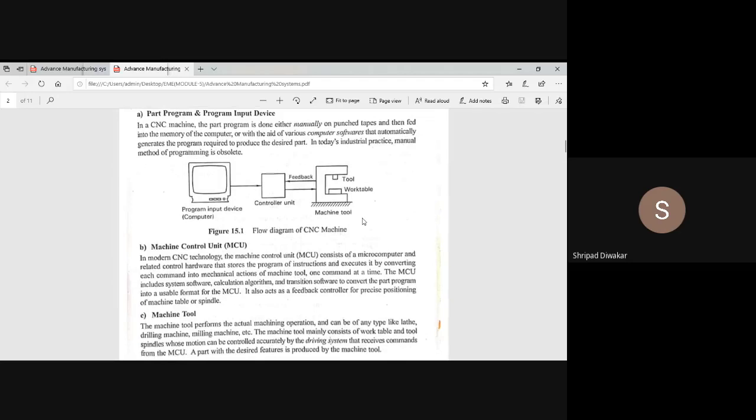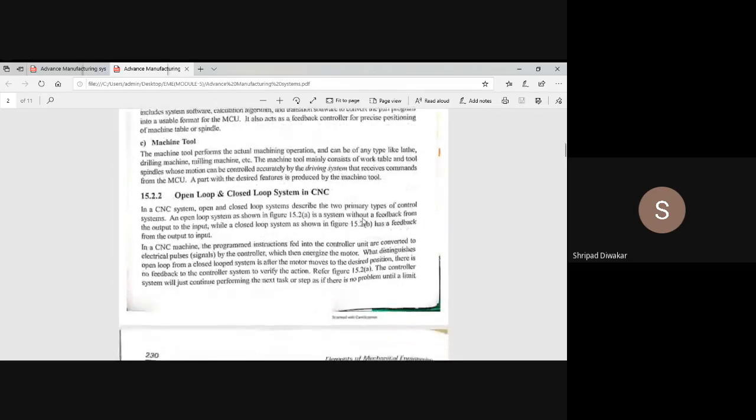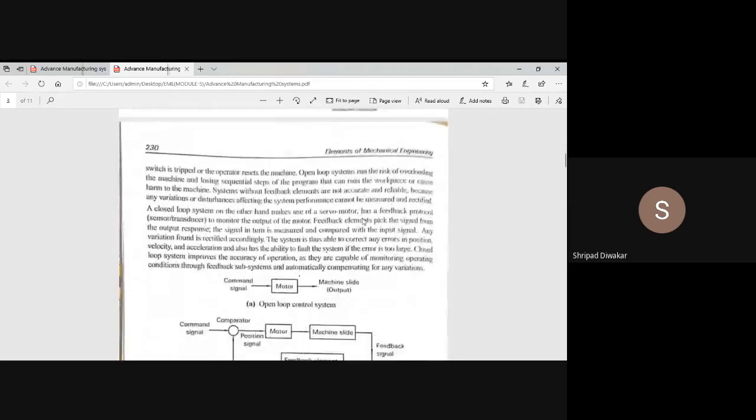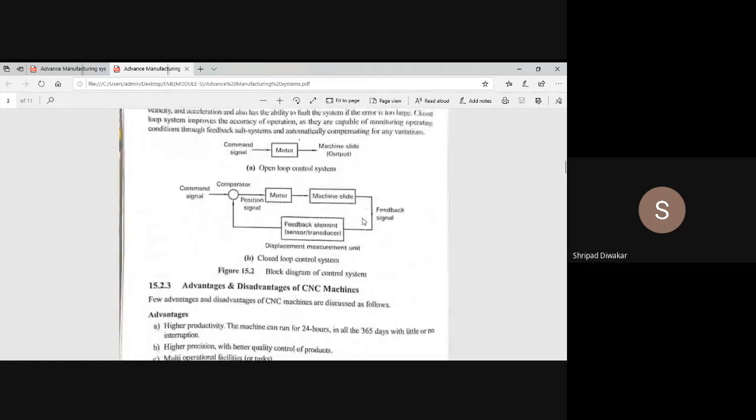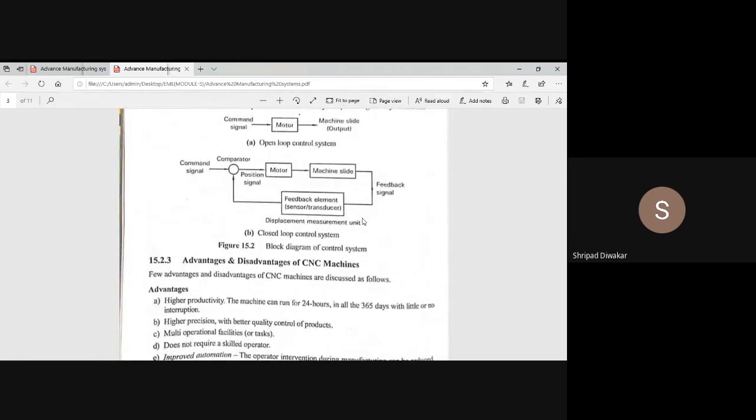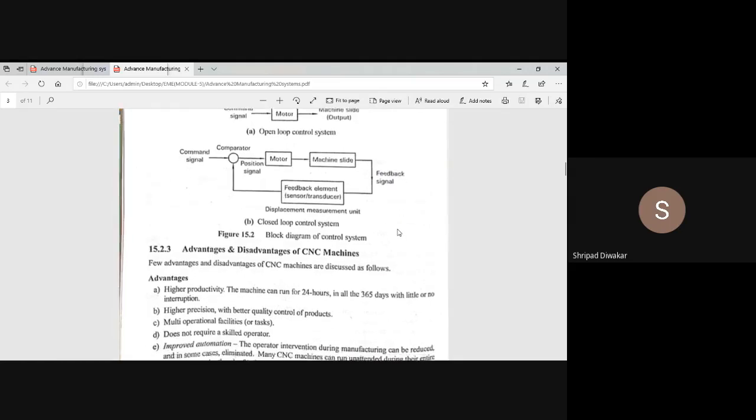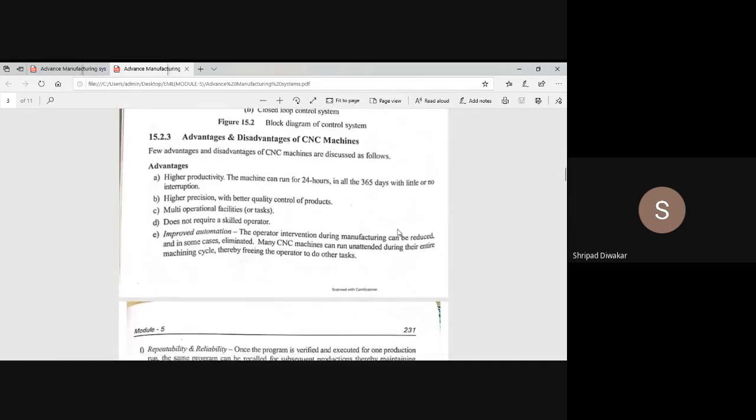And the types of controller system. Types of control system: one is your open loop control system, and second one is your closed loop controller system. Okay, so these are the block diagrams you have to show. Okay, next important thing is advantages and disadvantages of a CNC machine.